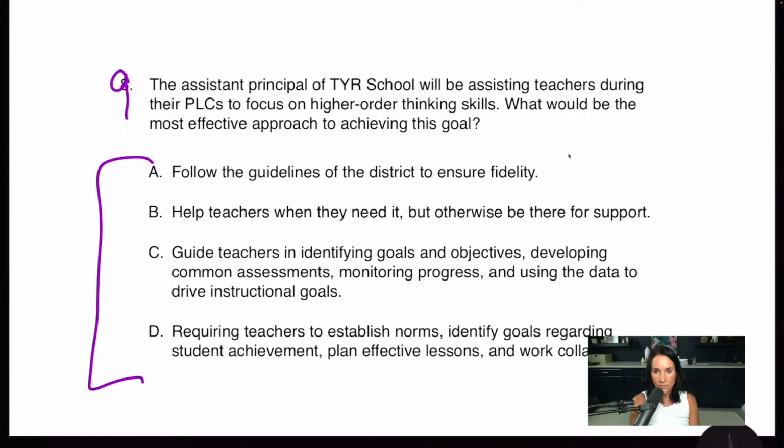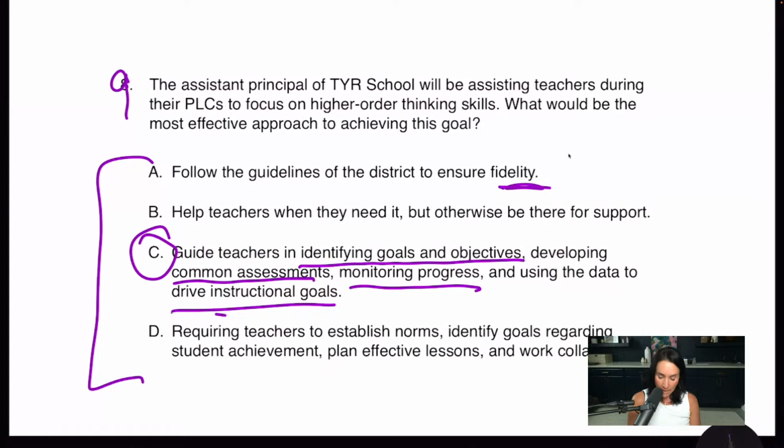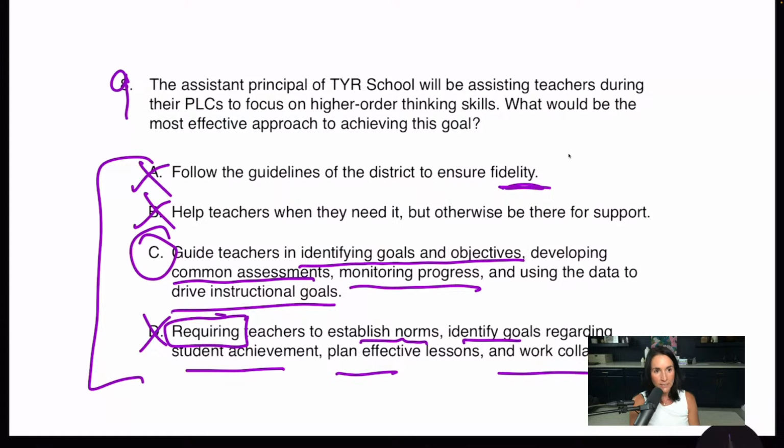Follow the guidelines of the district to ensure fidelity. Like the word fidelity. That's pretty good. Help teachers when they need it, but otherwise be there for support. Not loving it. C, guide teachers on identifying goals and objectives, developing common assessments, monitoring progress, and using the data to drive instructional goals. I mean, it's got all the good words. D, requiring teachers to establish norms. Okay, I like establishing norms, identify goals regarding student achievement, plan effective lessons, and work collaboratively. D is pretty good, but this requiring here is what makes a good answer choice a bad answer choice. I'm crossing all of these out. Going with C.